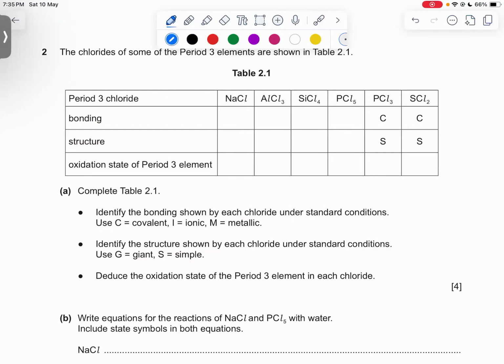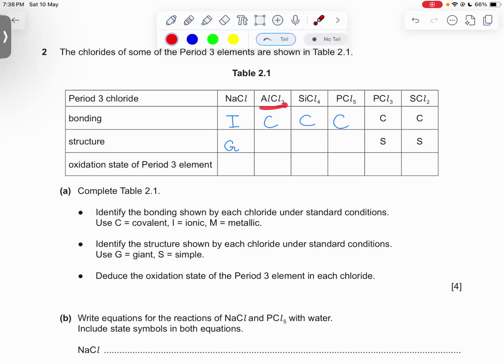First of all, bonding for NaCl, it is ionic. Bonding for AlCl3, it is actually covalent. AlCl3 is covalent. So is SiCl4 and so is PCl5. Why did they not mention MgCl2? MgCl2 would have been ionic. Next is structure. If they talk about structure, NaCl is a giant ionic compound.